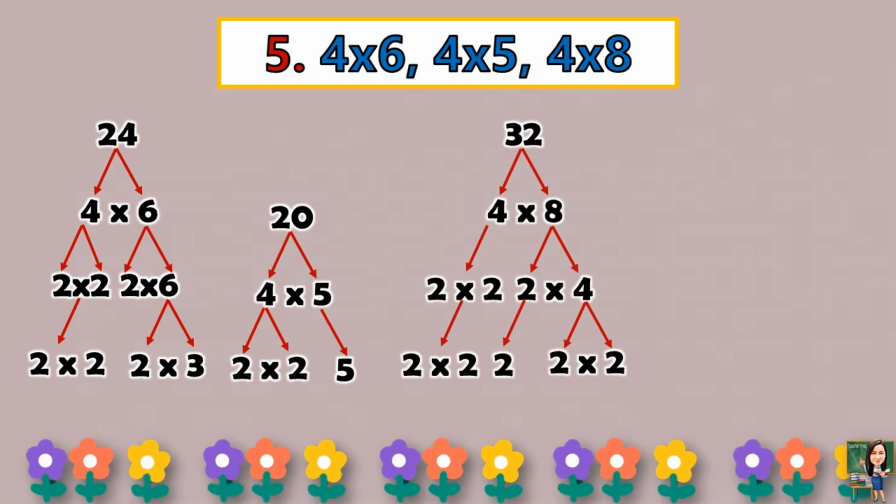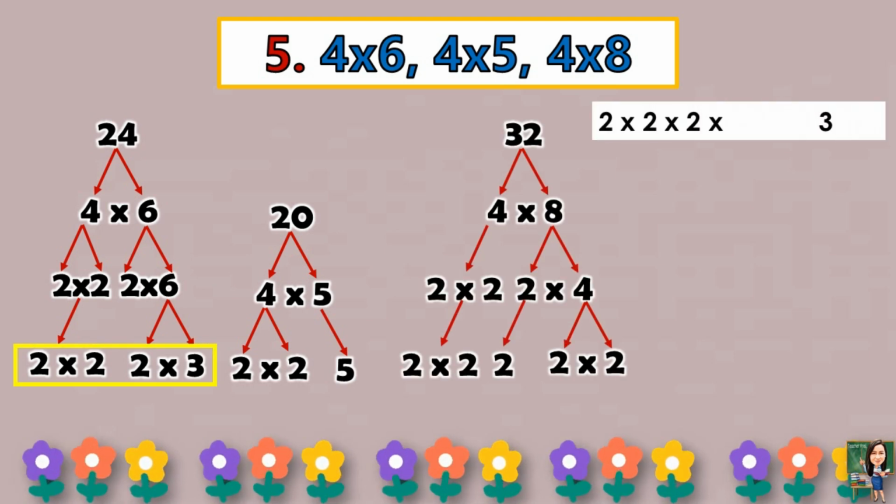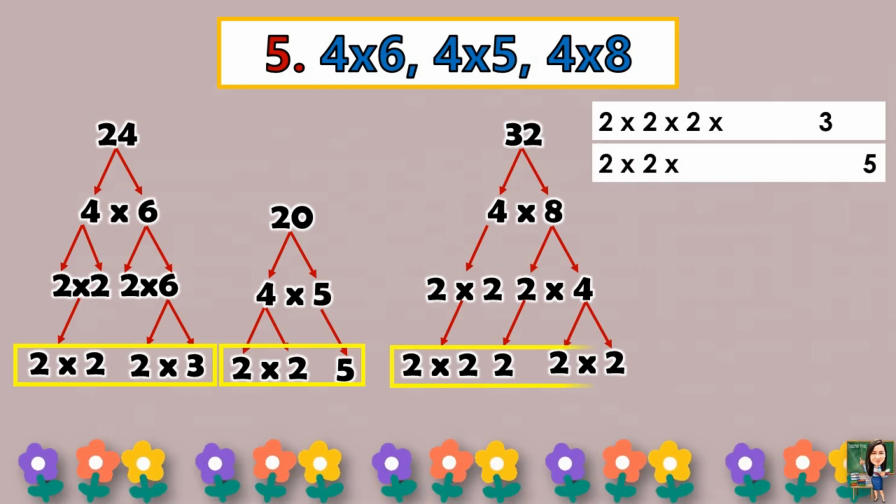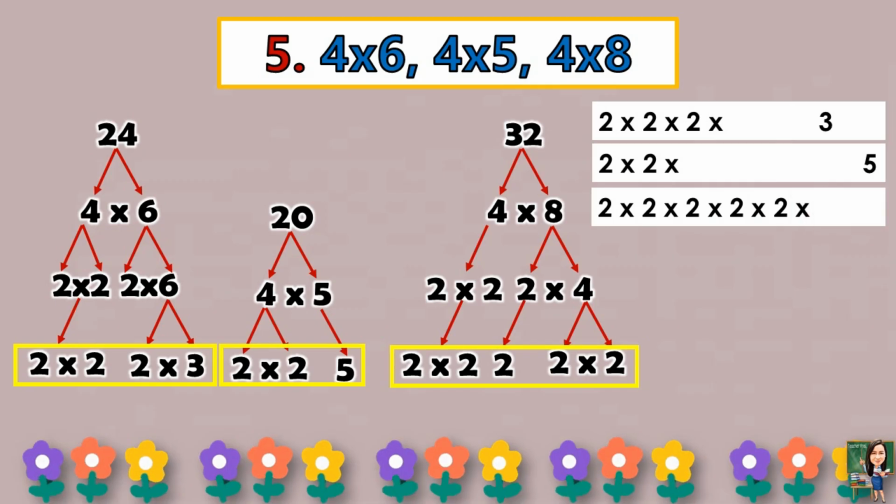The prime factors of 24 are 2 times 2 times 2 times 3. The prime factors of 20 are 2 times 2 times 5. The prime factors of 32 are 2 times 2 times 2 times 2 times 2.